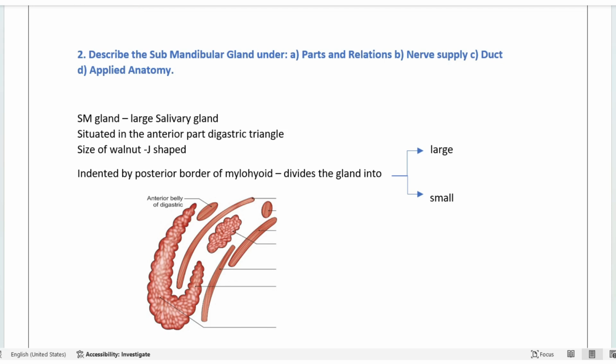So the next question is submandibular gland. This again is a 10 marker. They have given us again 5 headings of parts, relation, nerve supply, submandibular duct and the applied anatomy. All these will carry 2 marks each. So we'll write a brief intro.